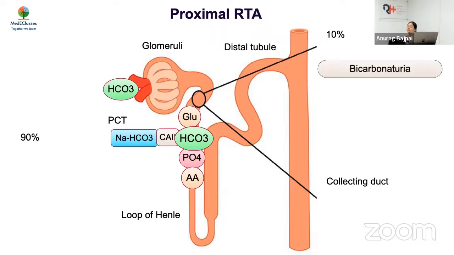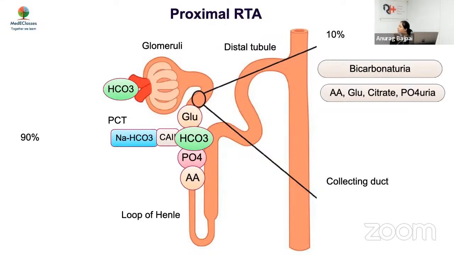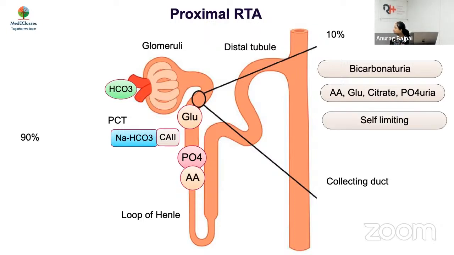As we've already seen, there is a threshold beyond which bicarbonate will not be filtered. So once your bicarbonate falls to 12 to 15 millimoles per liter, beyond this value your bicarbonate will not fall and your acidosis will be self-limiting in proximal RTA. Since the distal acidification is intact, your urine pH will be less than 5.5. This is what differentiates proximal RTA from distal RTA.